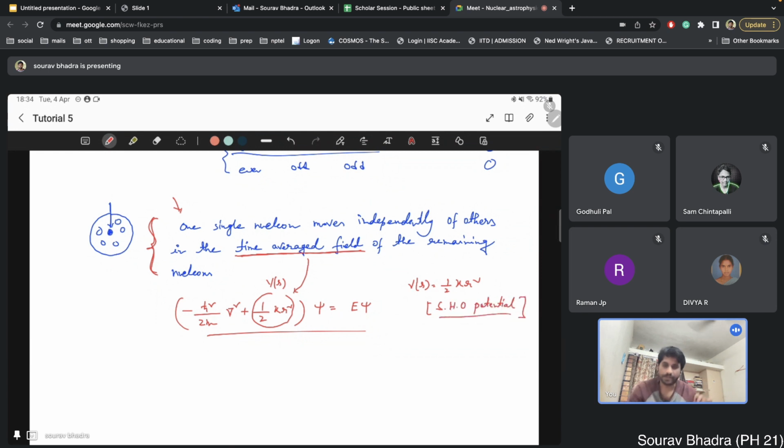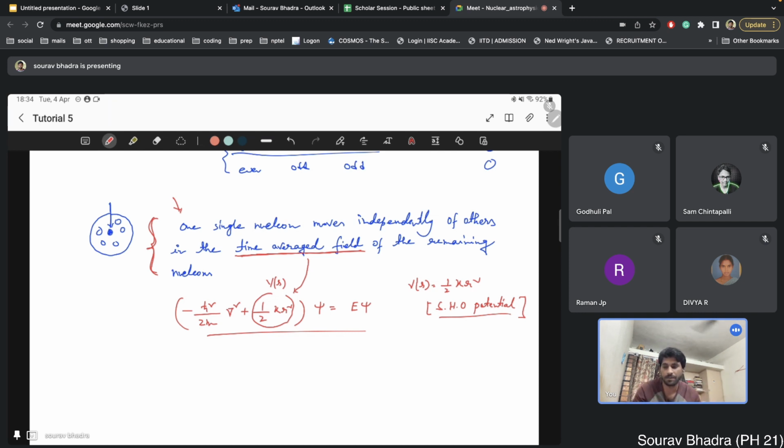So this can be written. This I am telling you as a statement, but this can be shown. If you consider this particular time average field, the very simplistic assumption, then you can write the Vr, otherwise you cannot write the Vr.